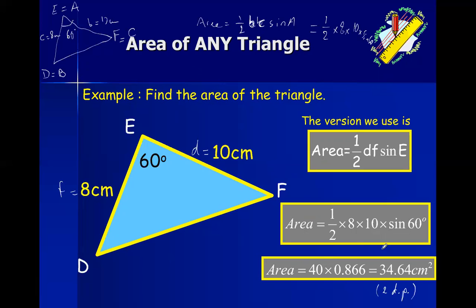And use your calculator in degrees, guys. So remember to make sure that your angles are showing in degrees on your calculator. Sine 60 is going to be 0.866. Okay, it's got to be less than 1 anyway.